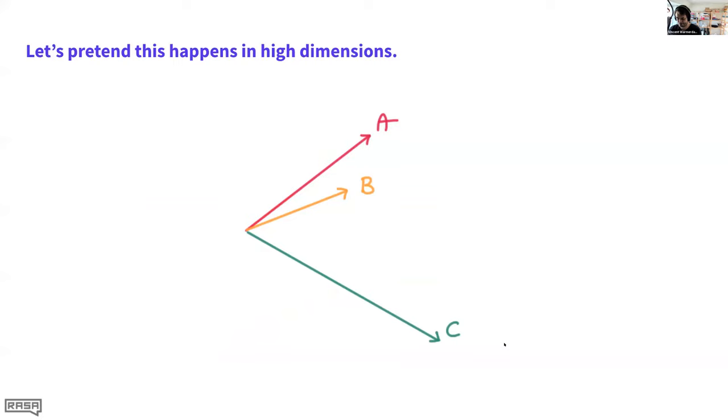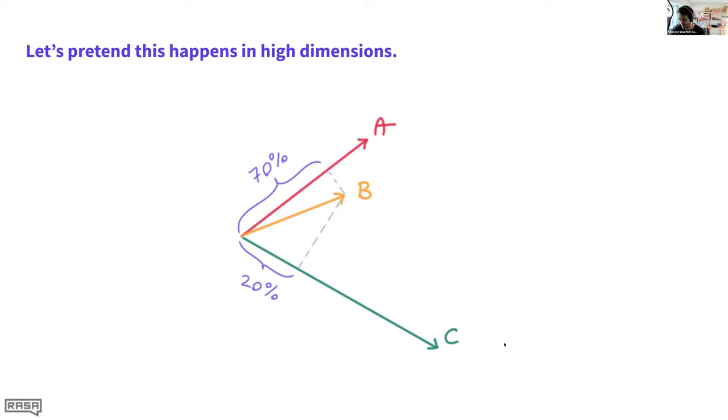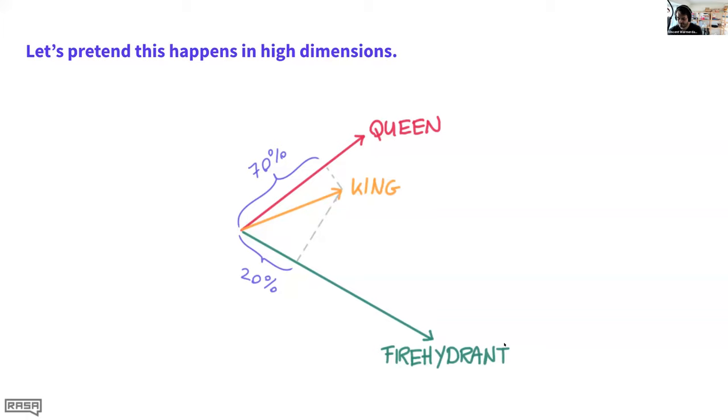Well, here's a trick. Let's pretend that these three vectors are super high dimensional, like 300 dimensions or something. Well, then I can always do this. Let's say I'm interested in knowing how much of B is expressed in A and how much of B is expressed in C. Then I can map B onto both vectors and just measure how much of the area is sort of covered. And the thing that's interesting about this, if I now give a name to these vectors, let's say one of them was queen, one of them was king, and the other one was fire hydrant, then I think it's plausible that king and queen have a bit more of an overlap.